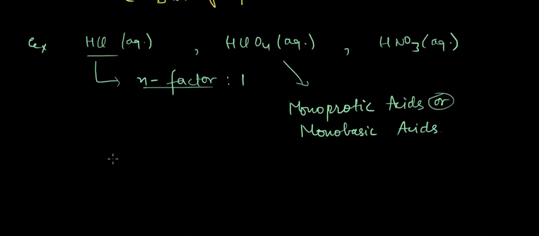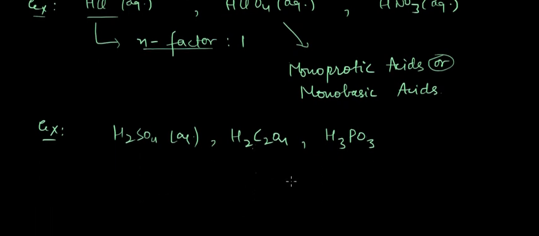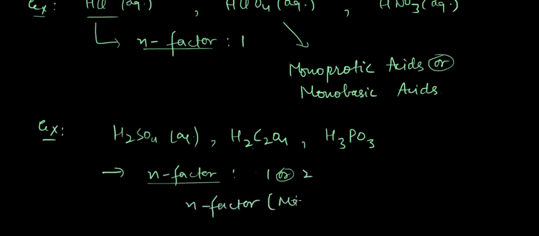Okay, so if we have some acids like H2SO4, again aqueous, H2C2O4 or H3PO4, or rather H3PO3, let's take. So n factor here can be either 1 or 2, and max n factor here would be 2.